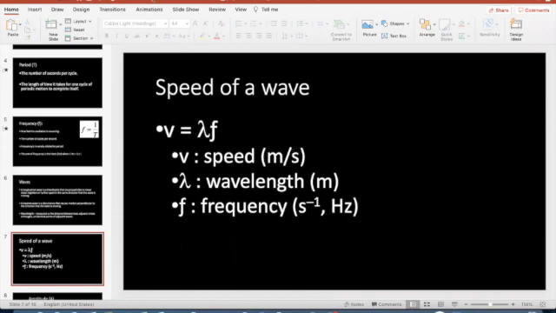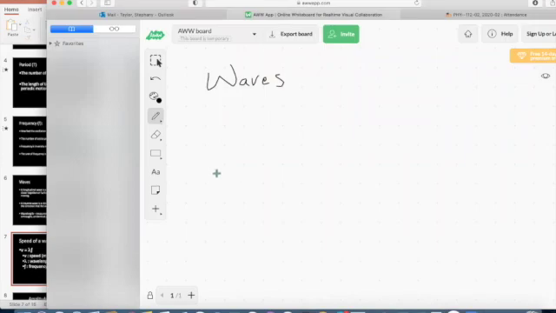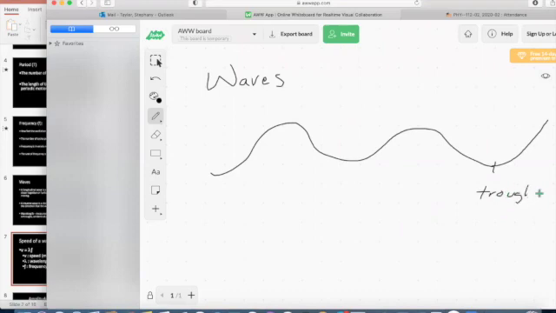All right, so let me go to the whiteboard. Let's just say a wave is an up and down motion. This is your isolated motion. Your lower points are called troughs. Trough. Your peaks are called crests. So this is a crest. This is a crest.